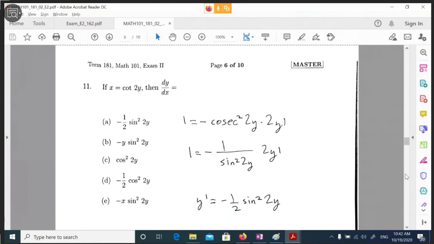Okay, this is the derivative of cotangent. That's it. But you have 2y here. No, this is 3.5. No, a problem like that, this is 3.5. Okay, this is 3.5, because now x is a function of y. So this should be 3.5.